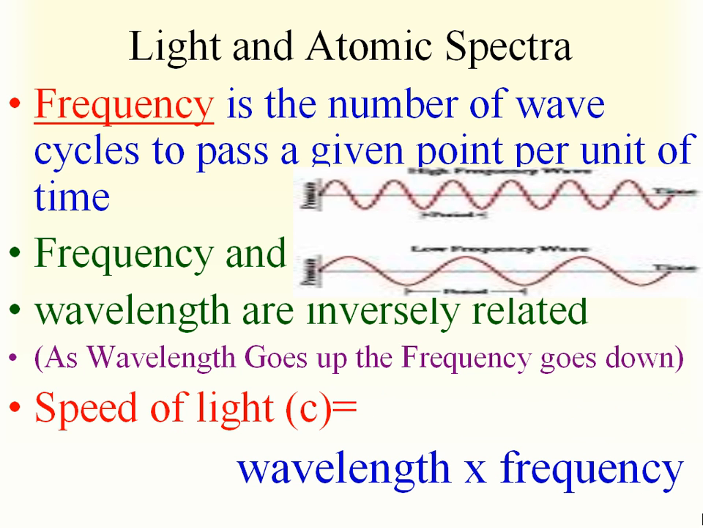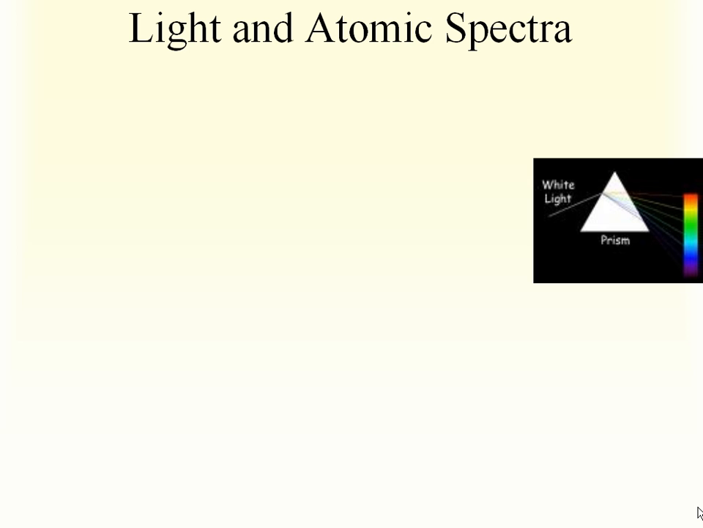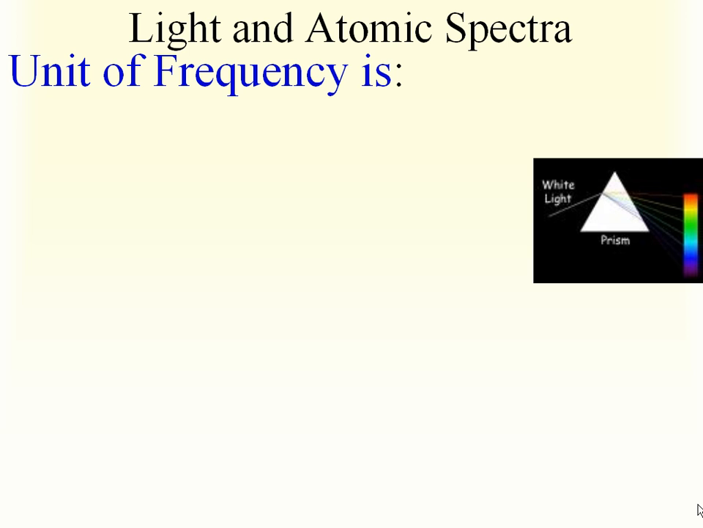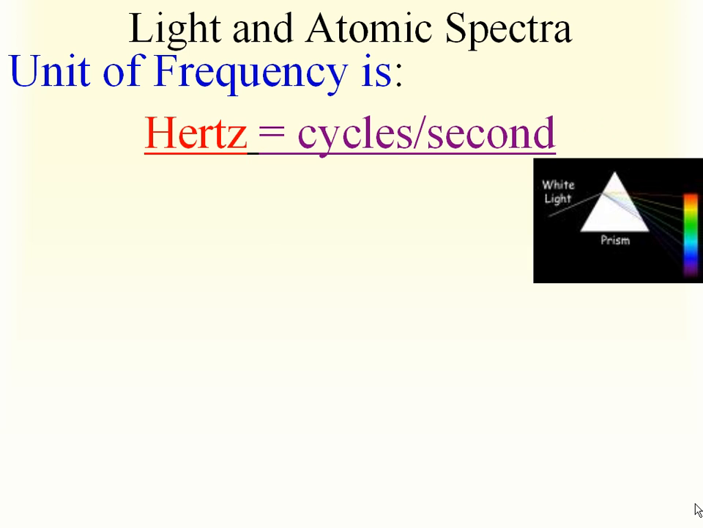Speed of light. We use the symbol c. Speed of light is wavelength times frequency. The unit of frequency is the hertz, which equals cycles per second: how many wave cycles will go through a certain point in a given amount of time.